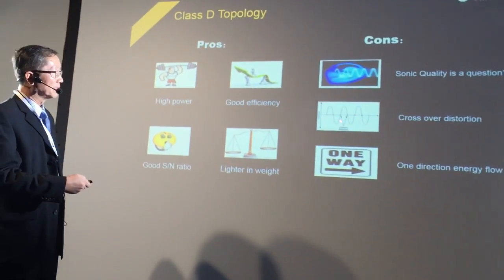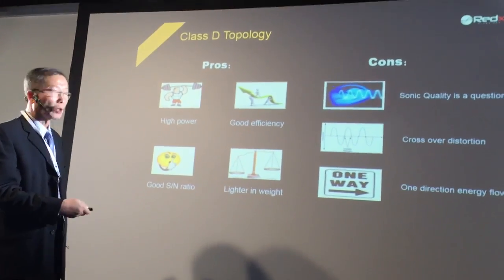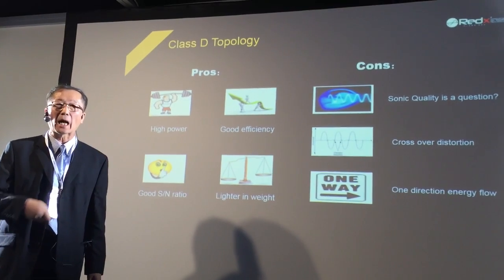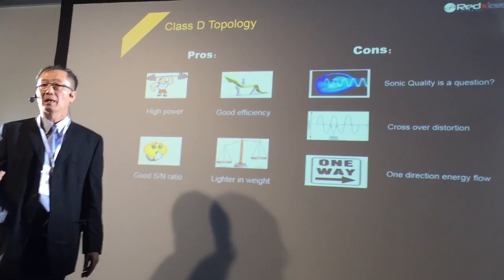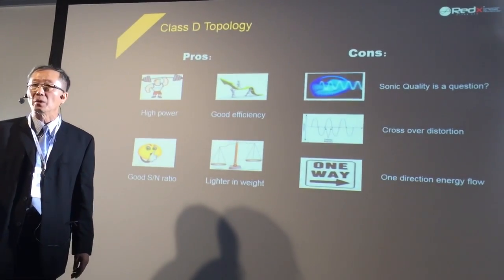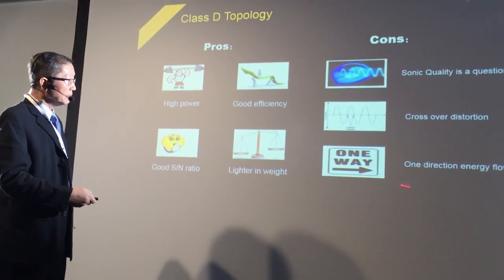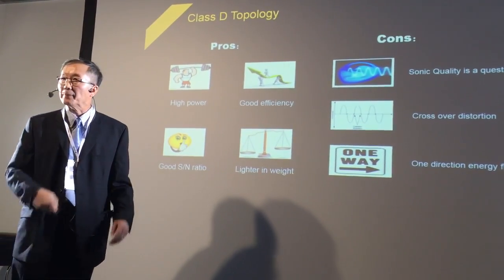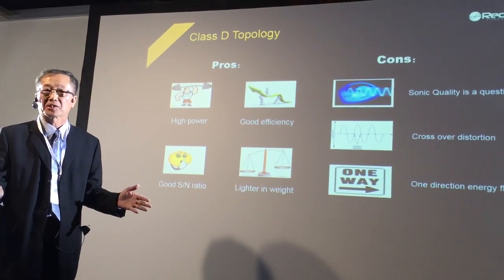One of the problems for the Class D switching power amp is that it still has crossover distortion. You can't avoid it, because with the high-speed switches, one or the other has to have a dead time to prevent both switches from turning on at the same time. And also it has one direction energy flow. That's about the three very common topologies that exist.